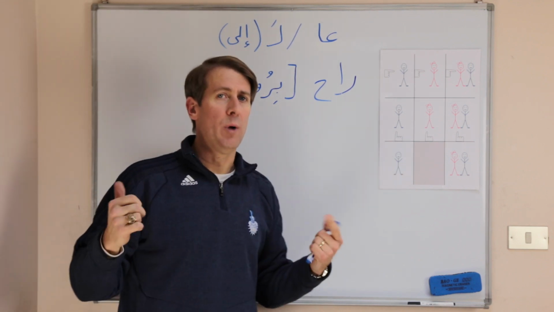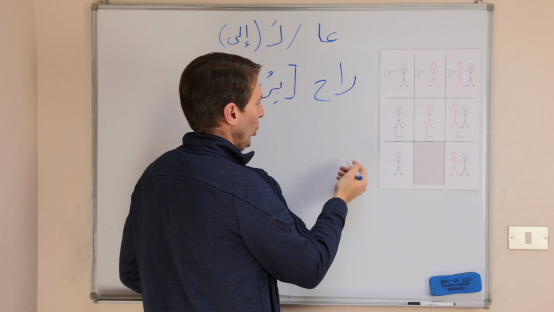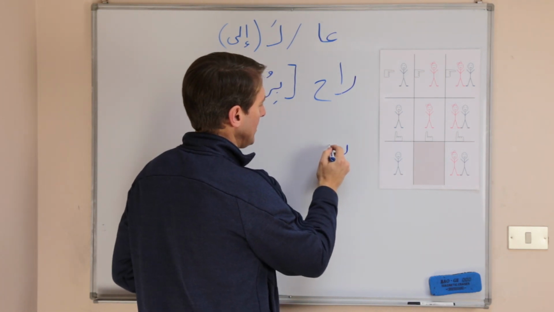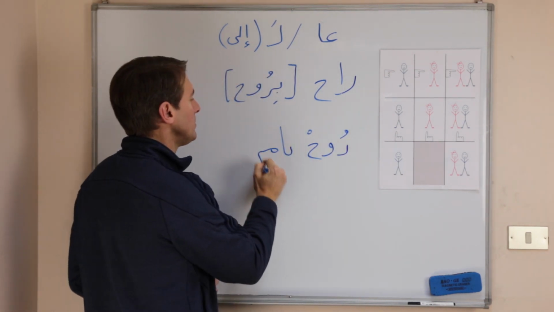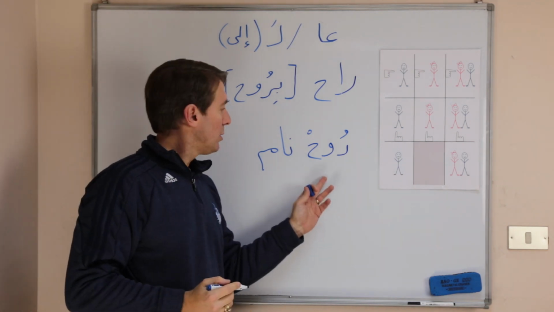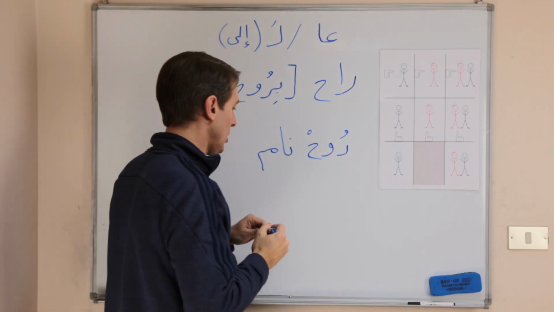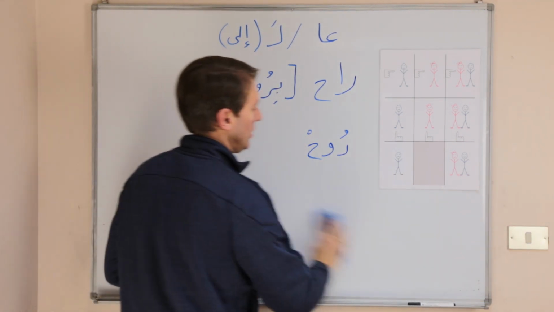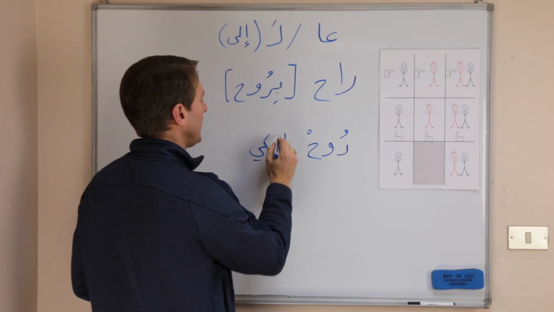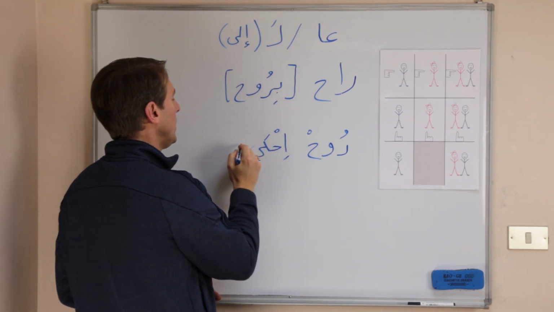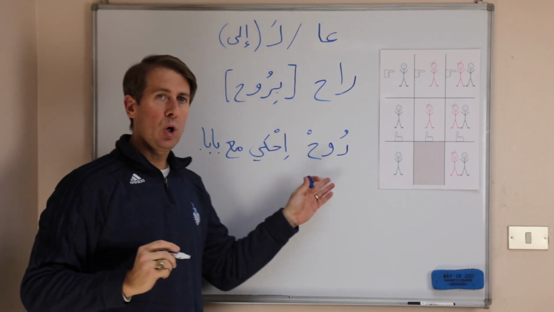Now, the only last thing I want to say about this verb is that one of the reasons why it's used so much, and it's in the top 10, is that a lot of times people will use this with a command. So they'll say, here's the command, روح, all right? روح نام. For example, go to sleep. Like go and sleep. Go to sleep. Or روح احكي مع بابا. All right?